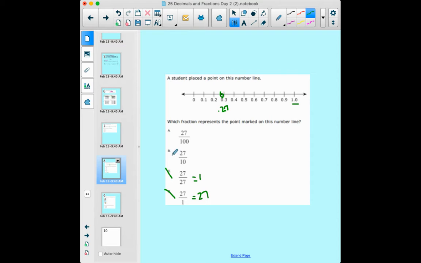If we take a look at B, we have 27 over 10. This is an improper fraction. 10 can go into 27 at least 2 times. So that already tells me that whatever my answer is going to be bigger than 2. We know that this point is less than 1, so B can be eliminated. That only leaves A, 27 hundredths. 27 hundredths is the correct answer.